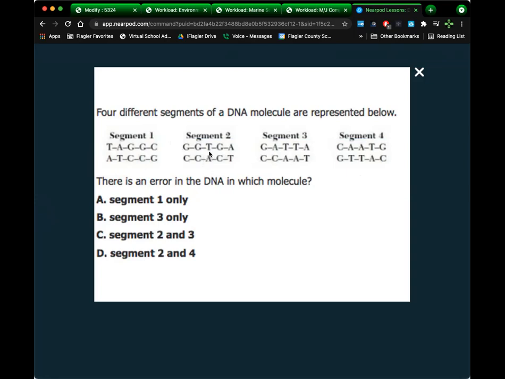GC, GC, TA, GC, AT. This one is completely fine. GCAT. Okay, there's an error. A does not go with T. I mean, C. A goes with T. So segment 3 is one error. We can jump to segment 4, CGAT, AT, TA, GC. That's completely fine. So the error is on segment 3 only.